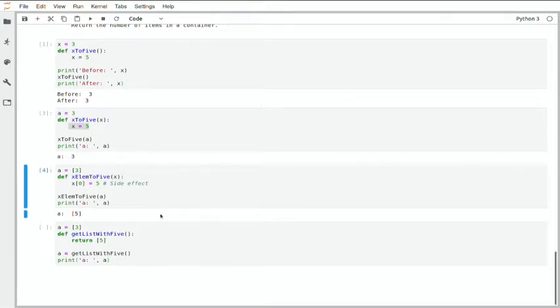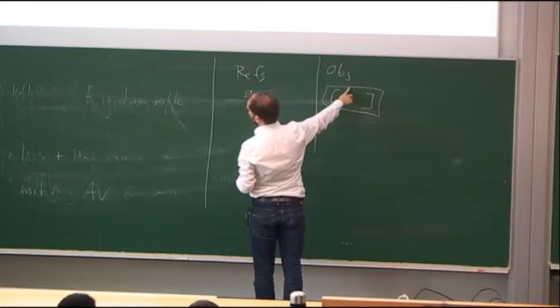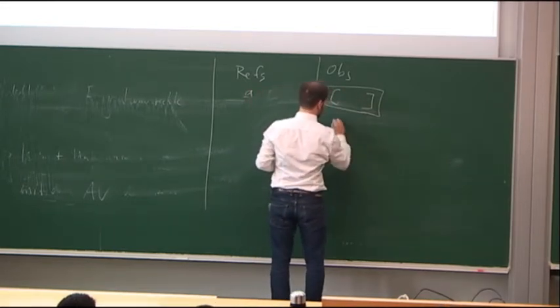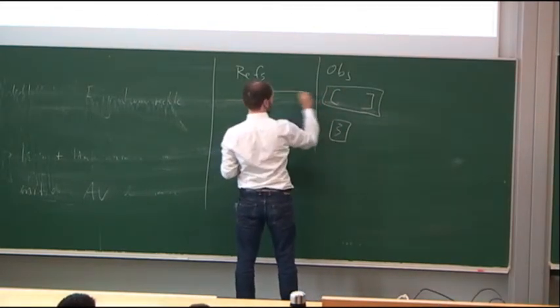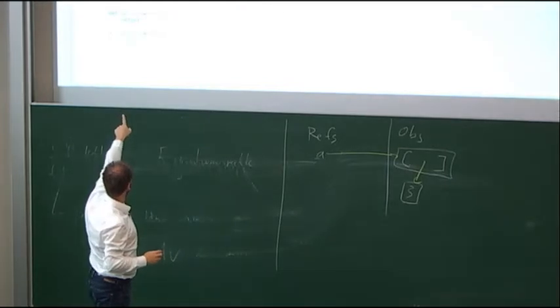So here we can draw a third diagram. What happens in this case, I think this case is much easier to understand, I hope. So we have our references, we have the objects, we have a global variable A that points to a list. And the list element is 3. So this is the situation before we call the function. Then we call the function.